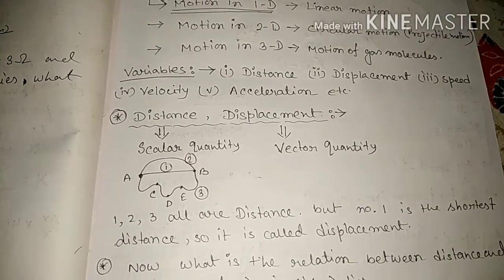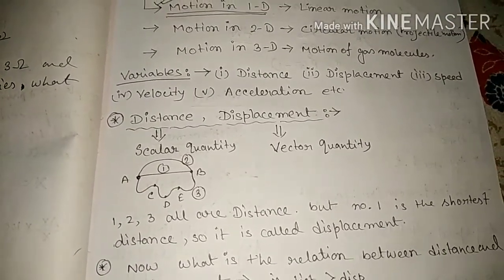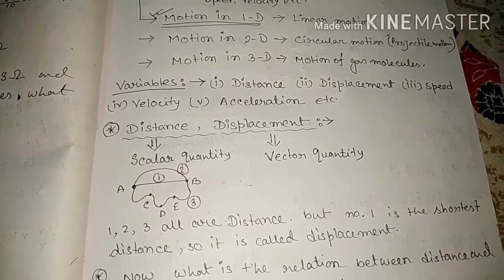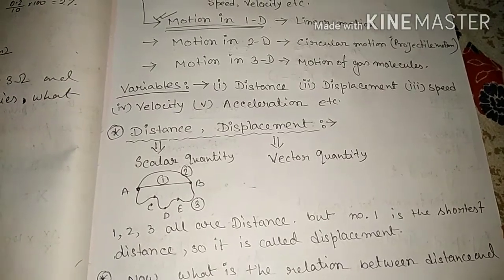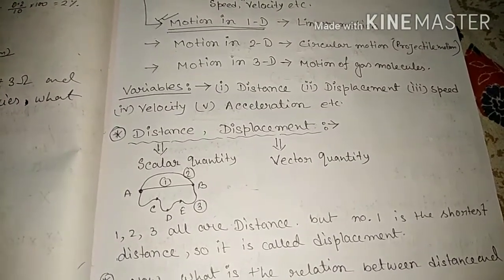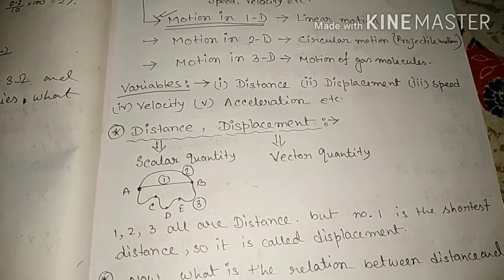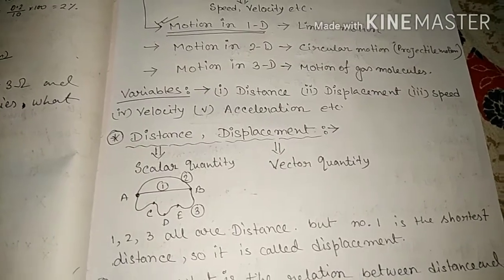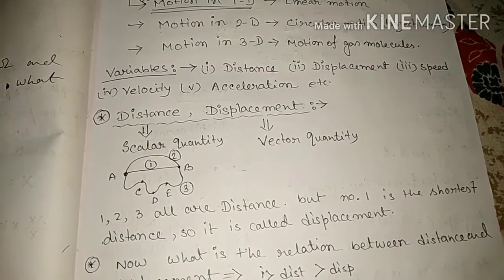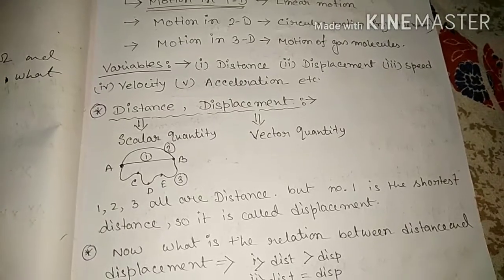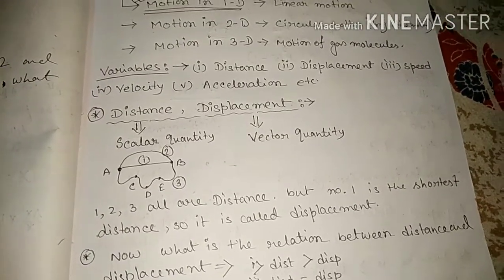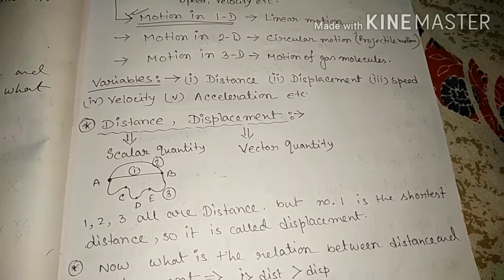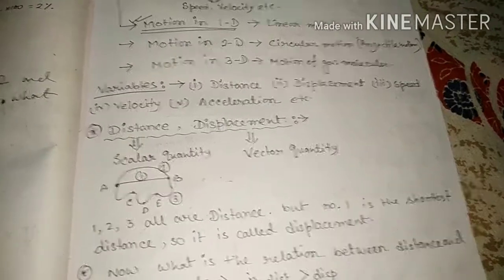In this figure, we consider three paths, 1, 2 and 3, starting from A and reaching point B. First path is directly via a straight line A to B. Second one is like a semicircle, and third one is A to C, C to D, D to E, E to B. So all these paths 1, 2 and 3 indicate distance, but only path number 1 is the shortest distance between the two points A and B. So path number 1 indicates displacement.